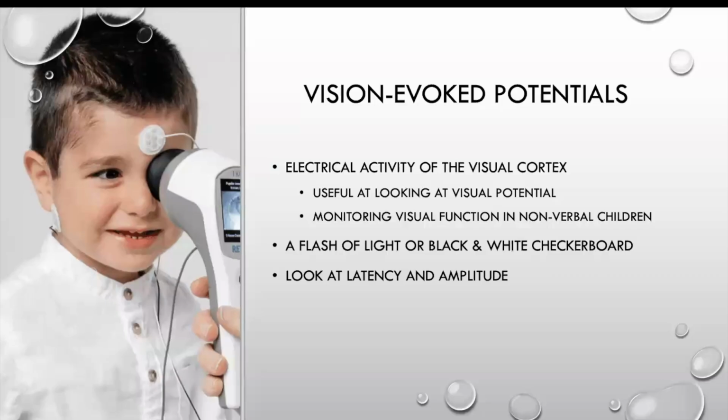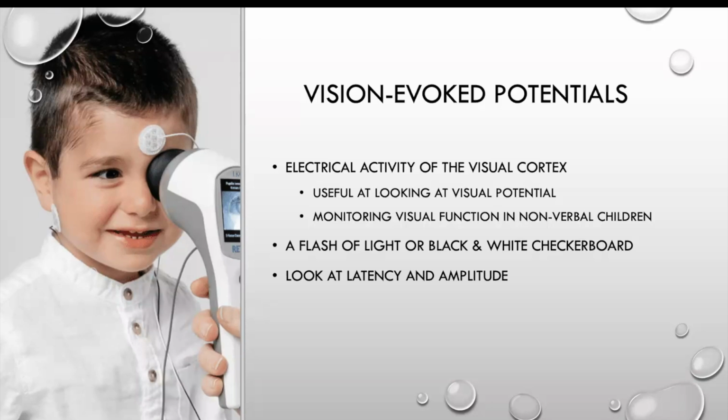So starting with visual evoked potentials, this is essentially the electrical activity of the visual cortex. So it's quite handy when you're using it to look at things like visual potential. In patients who might have some functional vision loss or in patients who are nonverbal, it's very useful at knowing what potential vision an eye should have. And it's essentially looking at the general apparatus.